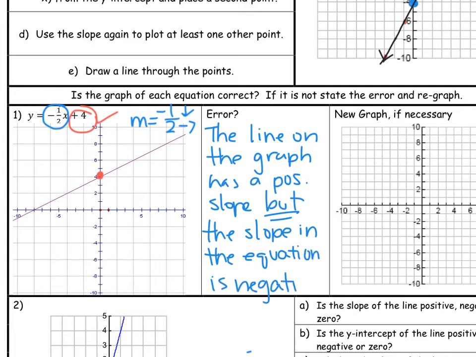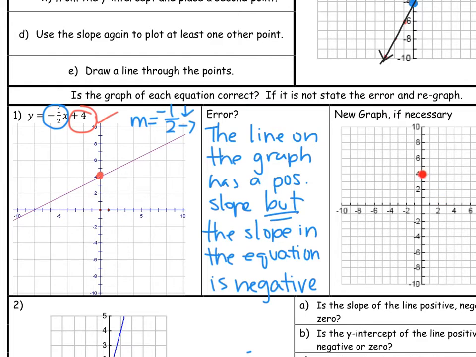So now we're going to regraph it so that it's correct. And again, our starting point is always the y-intercept, so we're going to make a dot at +4 on the y-axis right there. Our slope from the starting point should be down 1 and to the right 2. So here's our starting point, down 1 and to the right 2, down 1 and to the right 2.